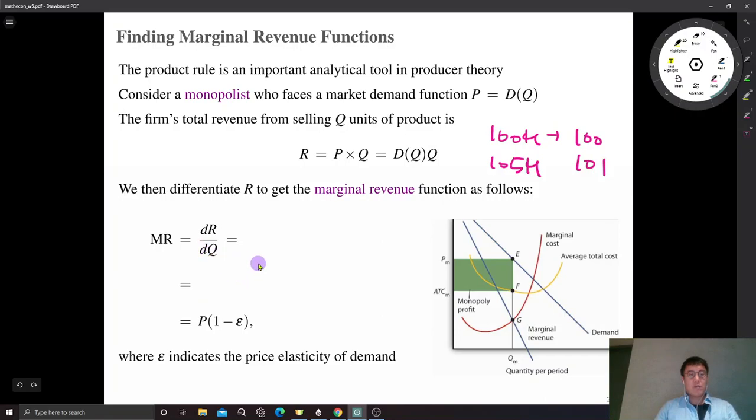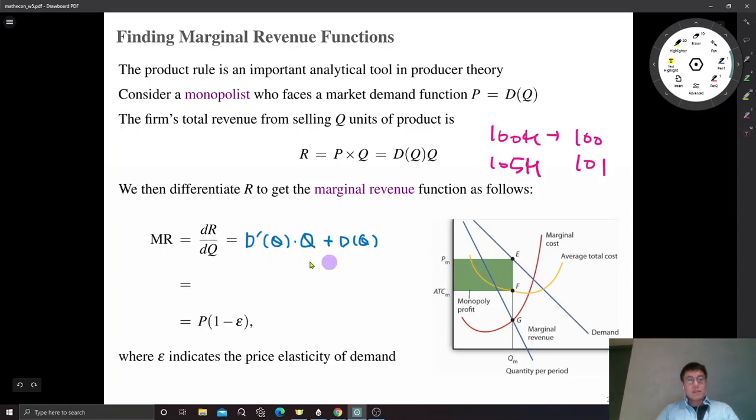With that in mind, if we take the derivative of total revenue with respect to quantity, observe that this is the product of two quantity functions. Using the product rule, we can find the derivative as the derivative of the first function, d prime of q, multiplied by the second function, plus, leave the first function alone and multiply by the derivative of the second, that is just 1. So we obtain this.